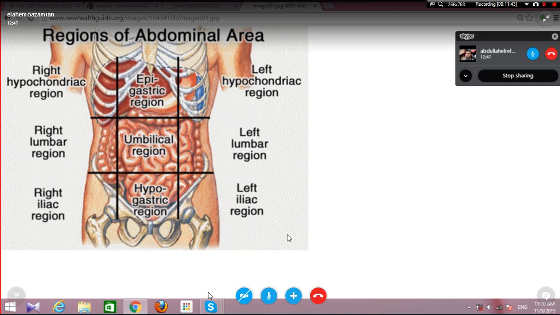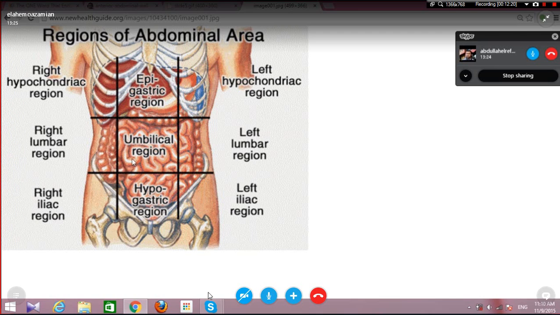So now you get 9 regions. This right one is called the right hypochondric region. This is called left hypochondric region. This is called right lumbar. This is called left lumbar. Here it's called right inguinal, or iliac. In your book it says inguinal. And this is called left inguinal. So what about in the middle?